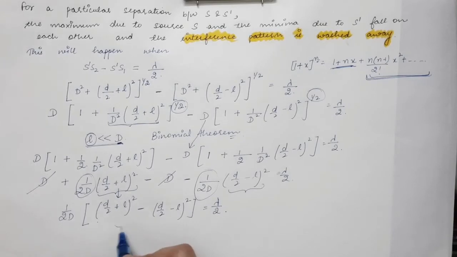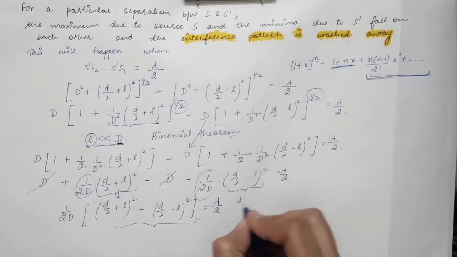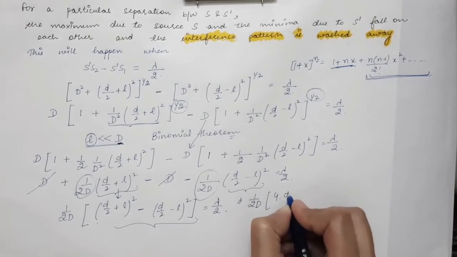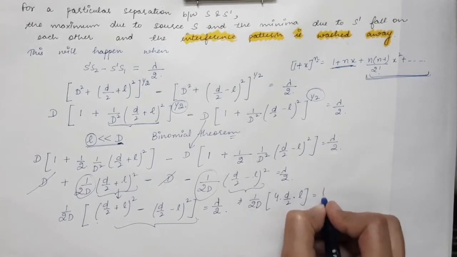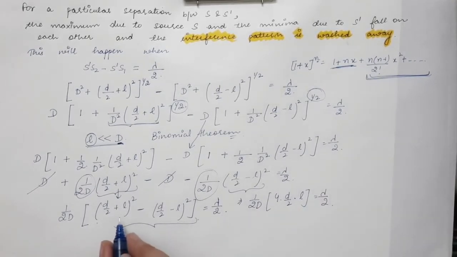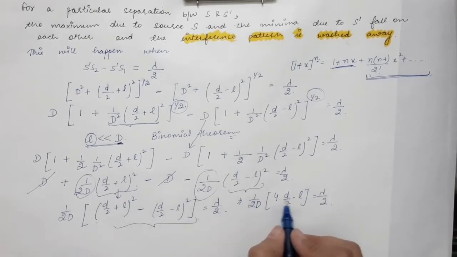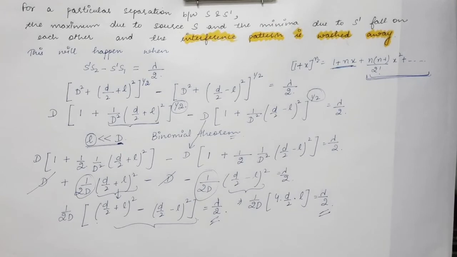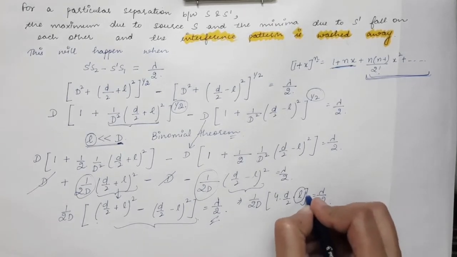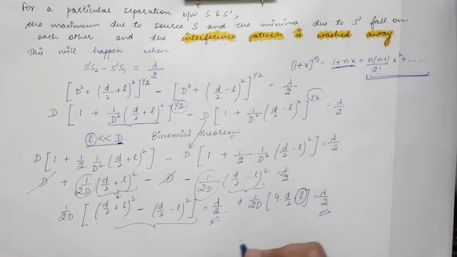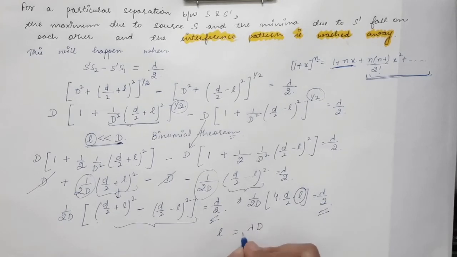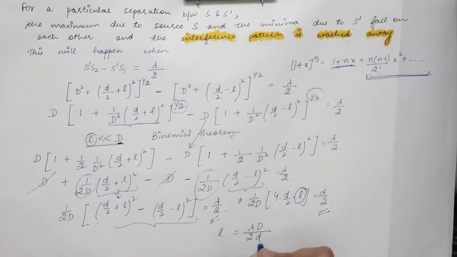So when you solve it, you will get 1/2D as it is, and you will get 4 into d/2 into L, equal to lambda by 2. You can open these two terms, or you can use the formula of a squared minus b squared. So you will get 1/2D as it is, 4 into d/2 into L, and that must be equal to lambda by 2. So from here you can calculate the expression of L. L will come out to be equal to lambda into capital D divided by twice of small d.